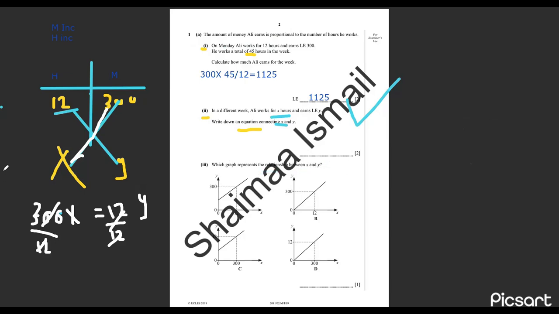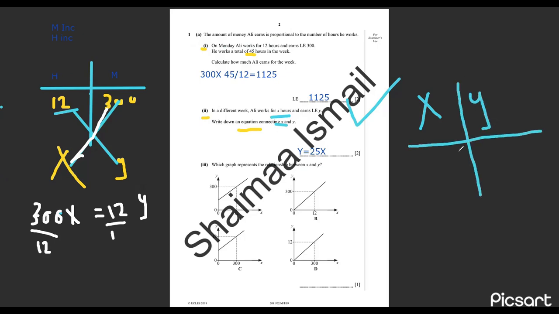Look here. Y is equal to 25X, so we are also going to find the intercepts. If X equals 0 in this equation, anything multiplied by 0 is 0, so Y equals 0. So we have to reject any graph that does not start from 0, 0. This one starts from 0, 0, and this one does not, so we remain with these two. That is the best way to solve the choice questions. So we have to choose between B and D now.